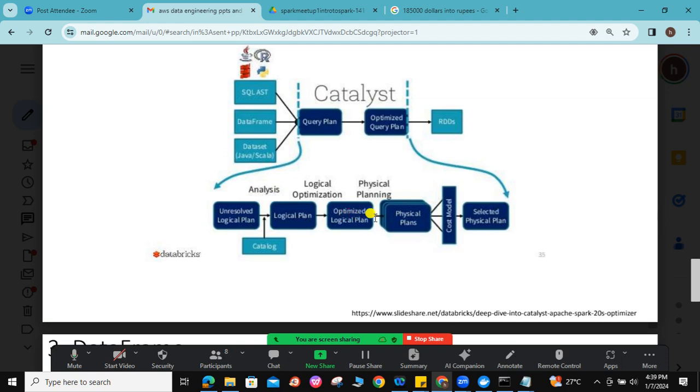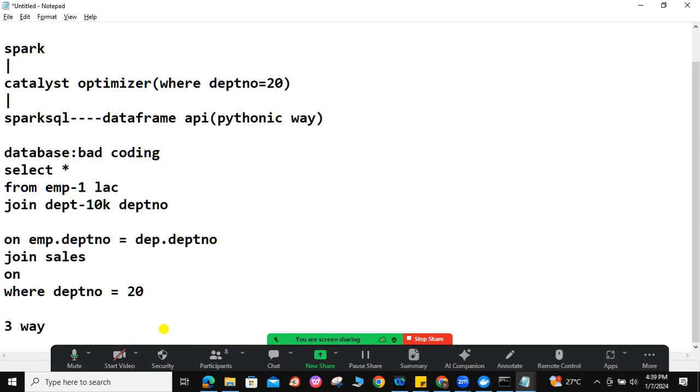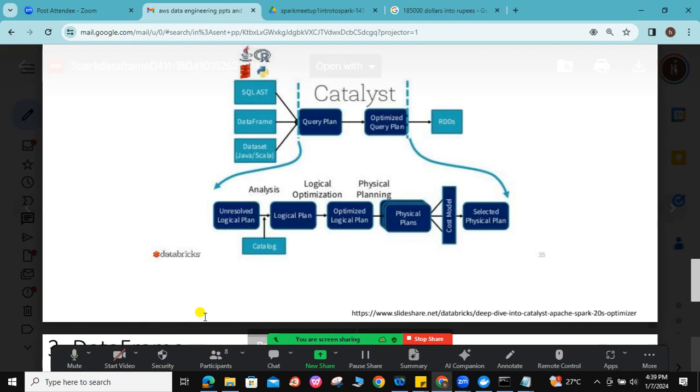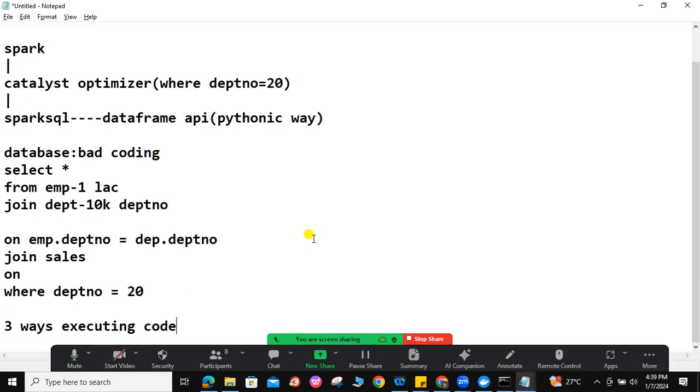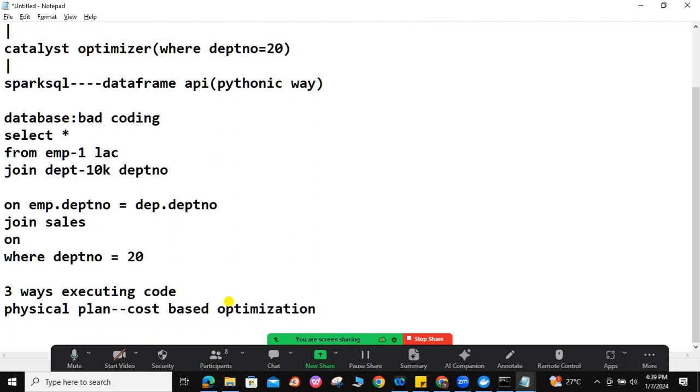Next, in the physical plan, there are 2 to 3 ways of executing your code. It would have made 3 or 4 ways of logical coding, like this way is also correct, this way is also correct. In the physical plan, it does cost-based optimization. Cost-based optimization means, I was always speaking, right, money, money, money. That's what internally it does. Cost here is not money, it's time.